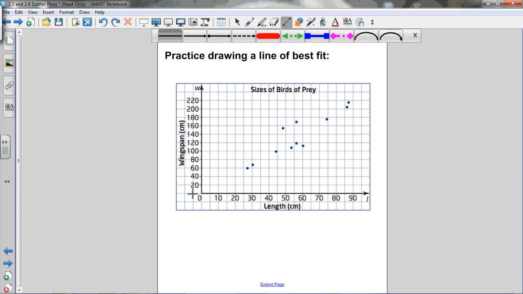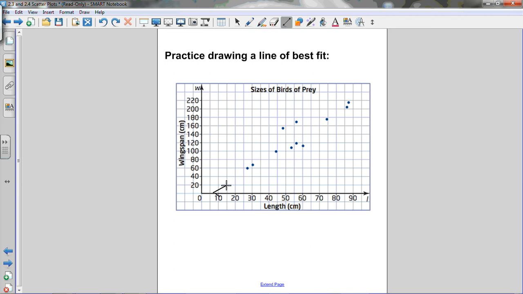The line of best fit can start anywhere it wants on either of these axes. It doesn't have to start at the origin. I'm going to start it right about here. So here's my line of best fit. It goes through about 1, 2, 3, 4, 5 of these points, and I've got 3 points above the line and 3 points below the line. So it meets the criteria for the line of best fit.